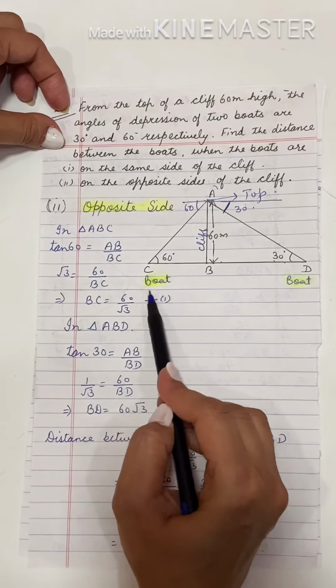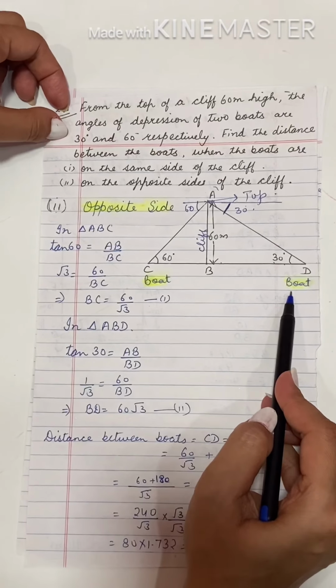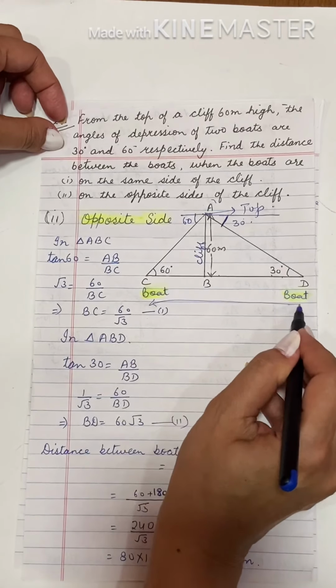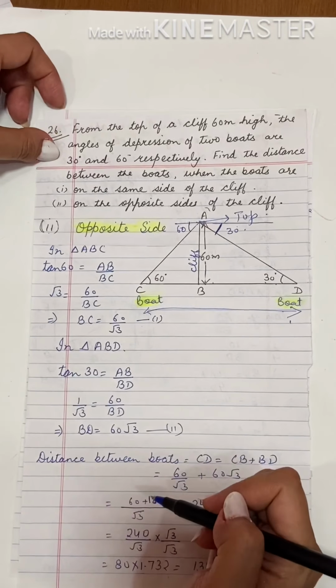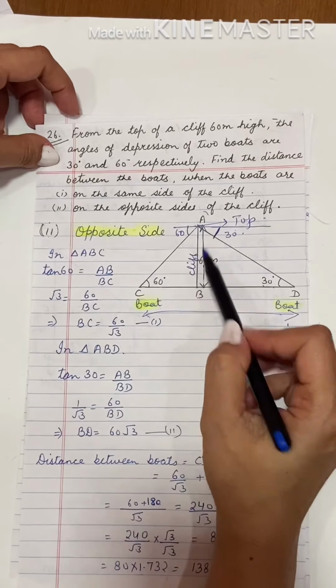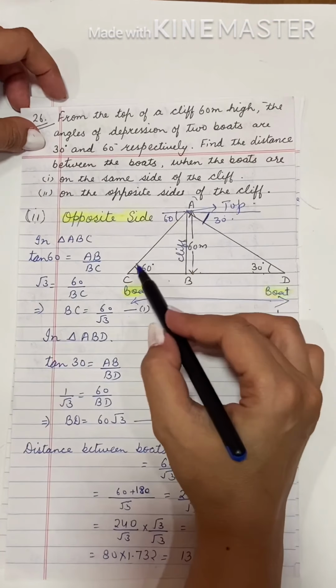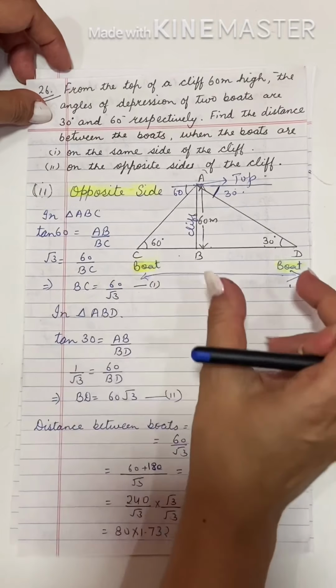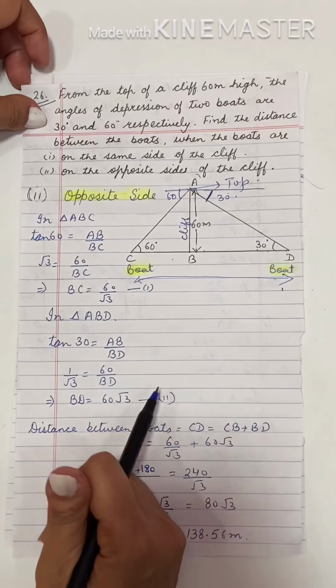So this is the first boat and this is the second boat position we are having. You need to find out the distance between the boats. That means this CD distance is to be calculated. So we are having two right angle triangles, in triangle ABC and the other one is triangle ABD. In this we'll be finding BC and in this we are going to calculate BD.